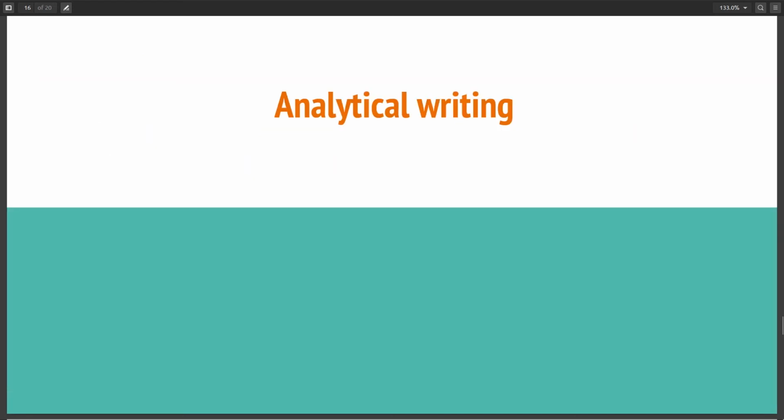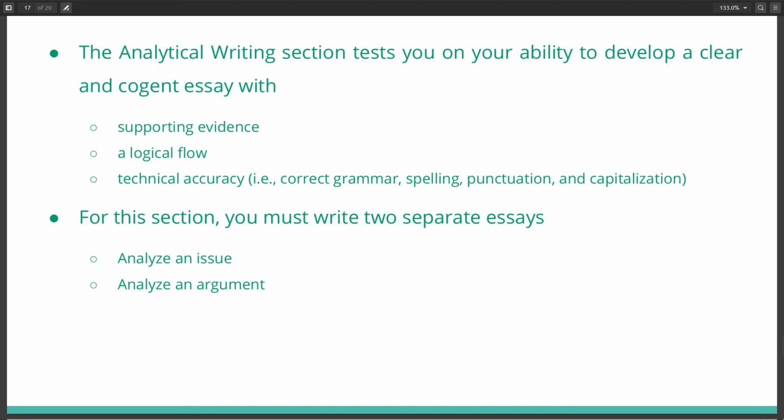Okay, so the last section, the analytical writing section. This section tests your ability to develop a clear and cogent essay, one which has supporting evidence, a logical flow, and is technically accurate. For example, it has to have correct grammar, spelling, punctuation, capitalization, etc. Like I said before, this section asks you to write 2 separate essays. One essay will be to analyze an issue, and the other essay would be to analyze an argument. You will be given the issue and argument in the exam.